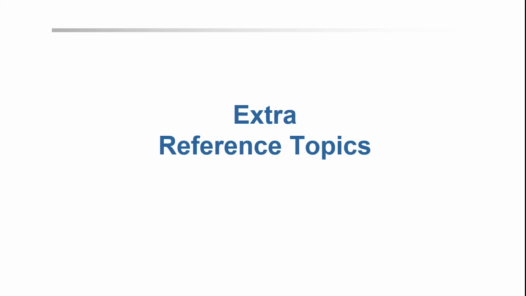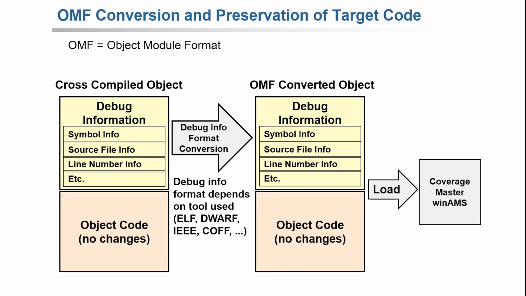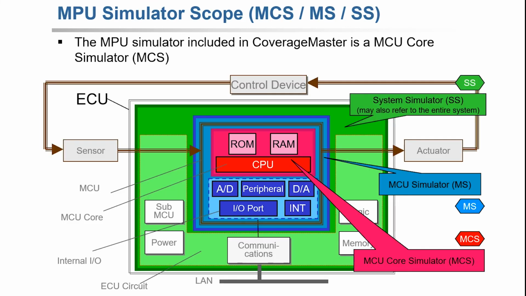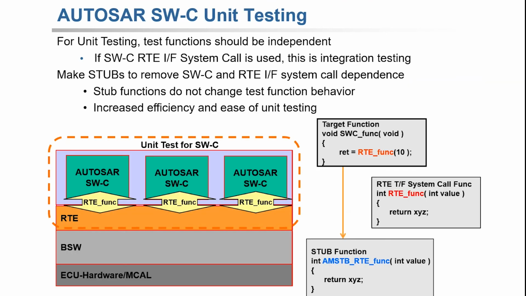Some other points of interest. Coverage Master uses the object module format, which holds debug information separately from the object code, so there is no impact on program operation. Coverage Master uses an MCU core simulator, simulating only the core functions of the controller. For AUTOSAR-based systems, it is necessary to replace the system calls with stub functions in order for the unit testing to be independent of the AUTOSAR environment.